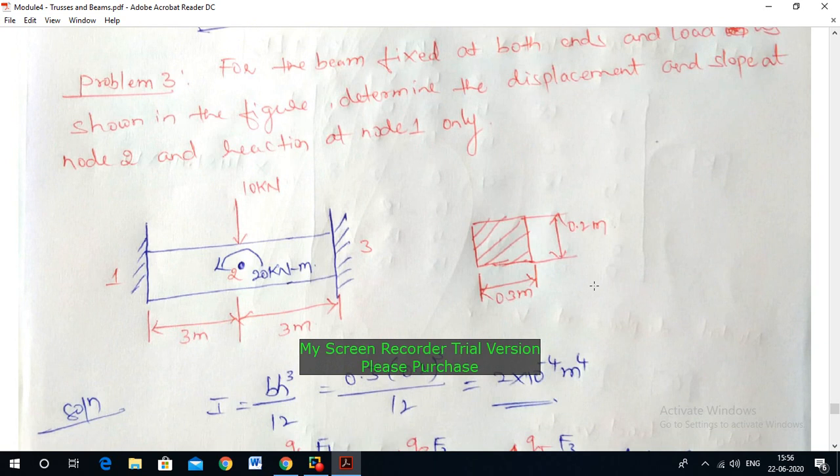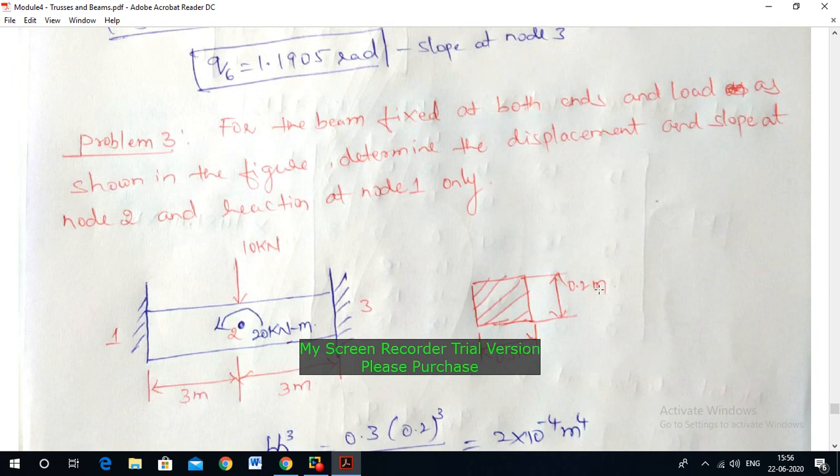Next problem: for a beam fixed at both ends and loaded as shown in the figure, determine the displacement and slope at node 2 and the reaction at node 1 only. Just copy the question, all of you. Copy the figure.